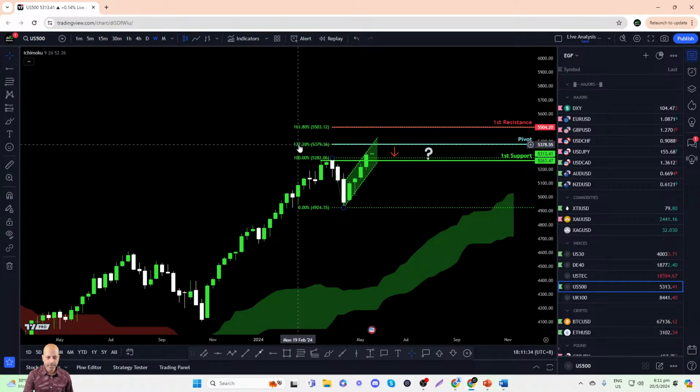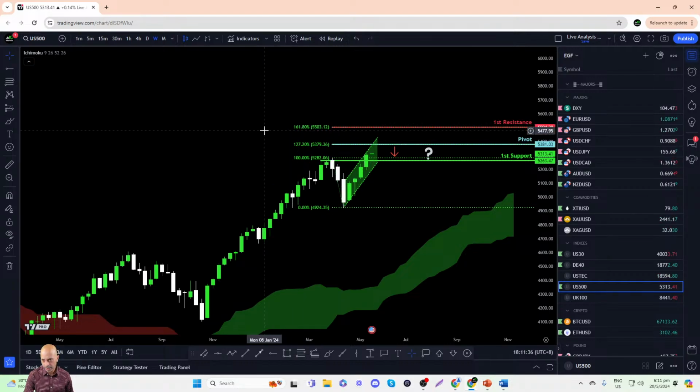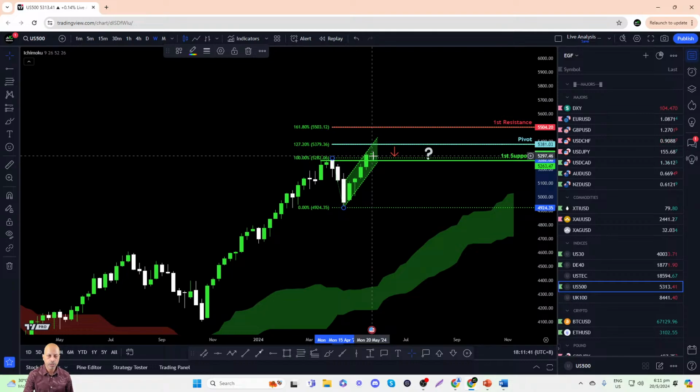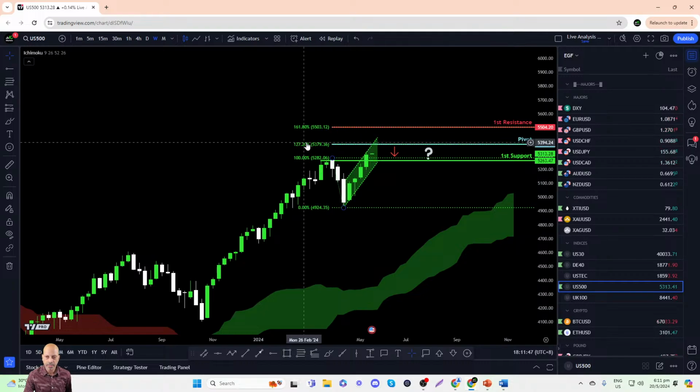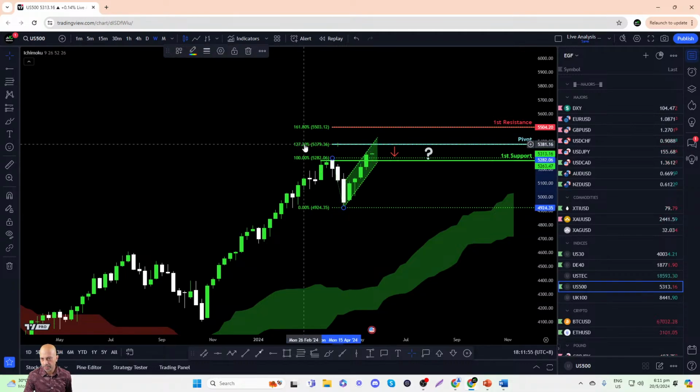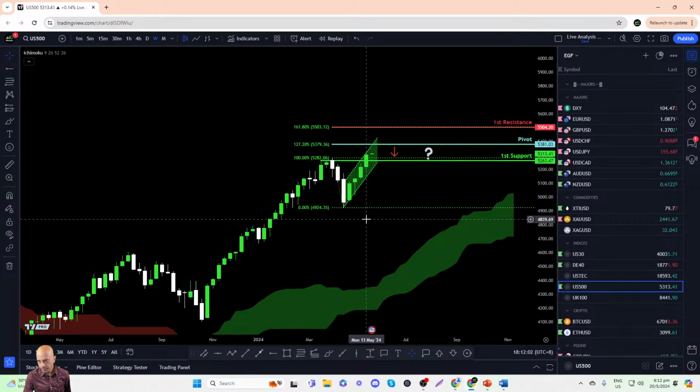Key extension levels lie at 137%, 161.8%. Right, so that's where the pivot has been identified. So should we see US 500 continuing to rise, it's quite likely it's going to stall around 5,381, which is where the extension level sits. And at the same time, we do see the upper trend line of the bullish channel as well. So we have the upper trend line of the bullish channel plus the pivot at 137% Fibonacci extension to help us identify a potential resistance area here.